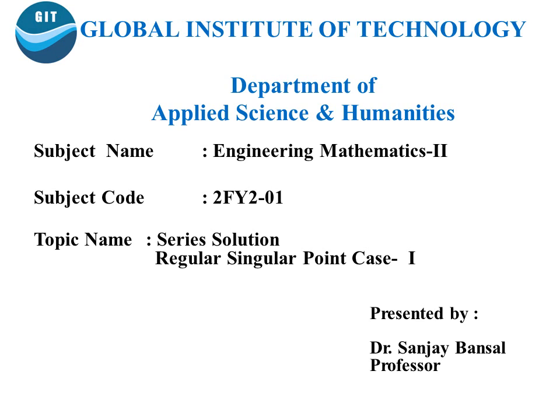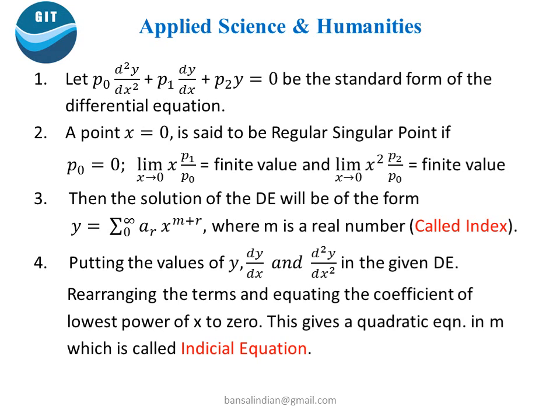Today we will discuss series solution and the case is regular singular point in case 1. The standard form of the differential equation is P0 d2y by dx square plus P1 dy by dx plus P2y is equal to 0. If P0 is equal to 0 at x equals 0, and limit x tends to 0, x P1 upon P0 and limit x tends to 0, x square P2 upon P0 are finite, then we say that x is equal to 0 is a regular singular point.